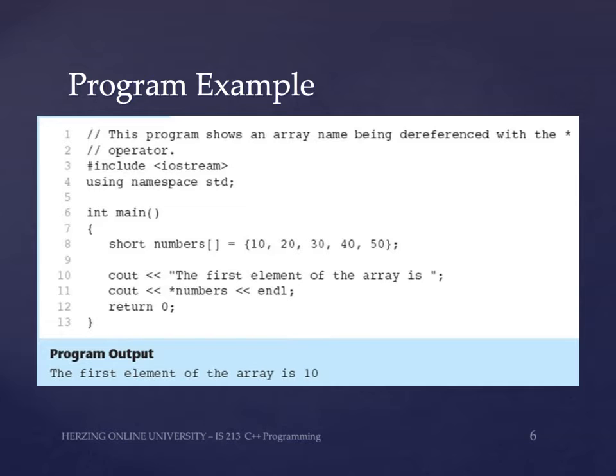In this program you can see how an array name can be dereferenced with the star operator. If you look at the array numbers and how it's been dereferenced with the star operator, and you look at the program output, you can see that the first element of the array is 10. So star numbers will basically point to the first element of the array.